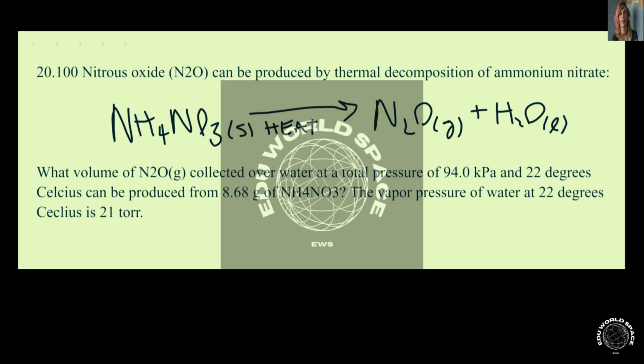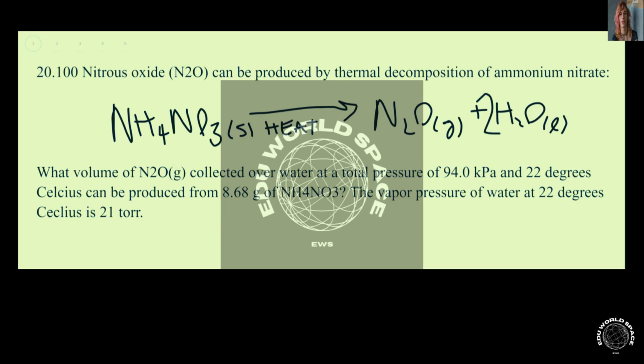So in this video, we're going to work through problem 100 from chapter 20, which says nitrous oxide, or N2O, can be produced by thermal decomposition of ammonium nitrate. And here we have the equation for thermal decomposition of ammonium nitrate, which produces 1 mole of nitrous oxide and 2 moles, whoops, I copied this wrong, 2 moles of water.